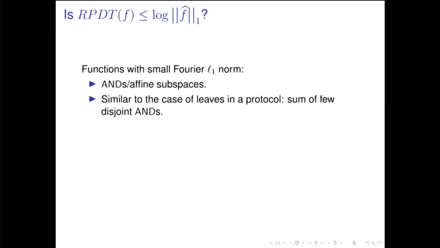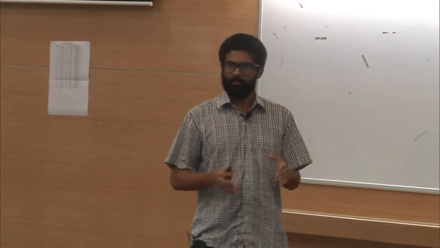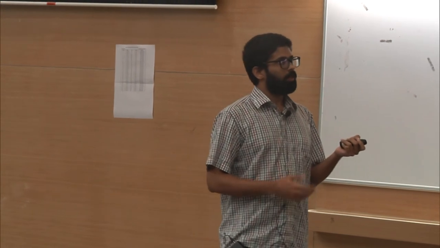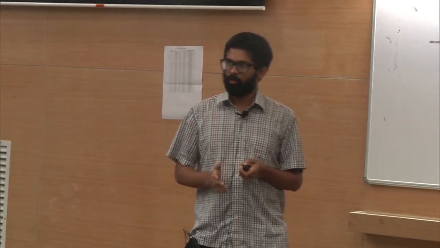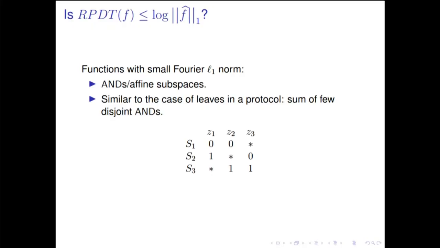Since they're disjoint in the same way that rectangles and affine subspaces were disjoint in the tree examples. So if they're all disjoint, then we can actually take their sum, and we'll still get an upper bound on the L1 norm of the function. So for example here, let's take S1, S2, and S3 to be three different ANDs. So S1 is saying Z1 is equal to 0, and Z2 is equal to 0. It doesn't care about Z3. So these are subcubes. We've seen this before because we're in a lifting theorem workshop.